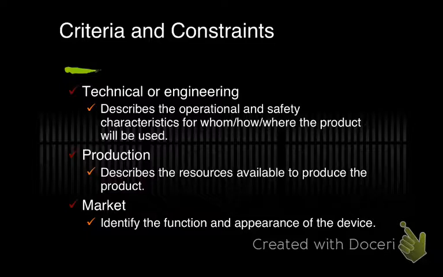Production. What resources do we have? Is it going to be made from wood? Is it going to be made from metal, plastics? Is it going to be made in a factory? Is it going to be handmade, custom? All these are considerations for the production criteria.